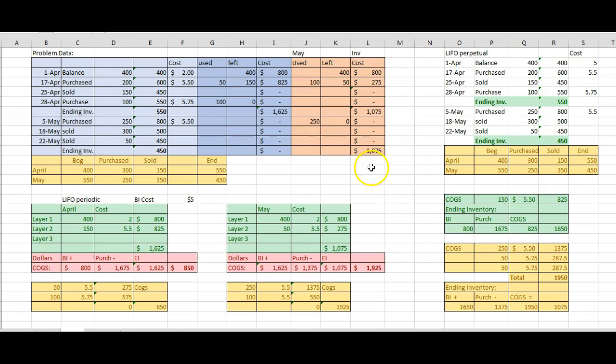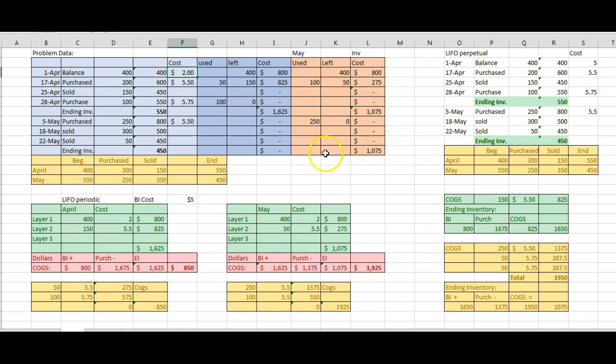So everything is the same in this one, except they changed the cost of the beginning layer, and that's $2. So that has been changed. So if you're using a spreadsheet, make sure you change that amount.